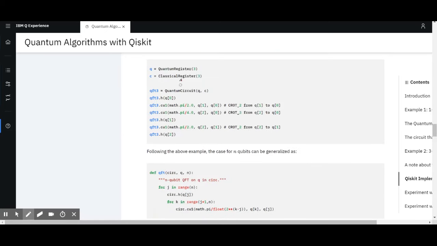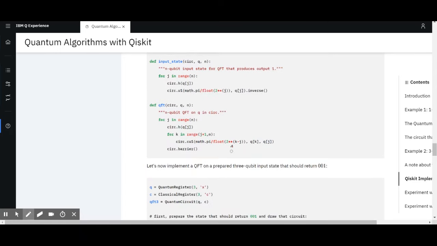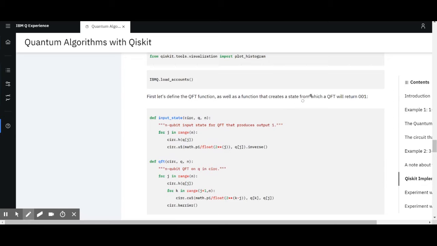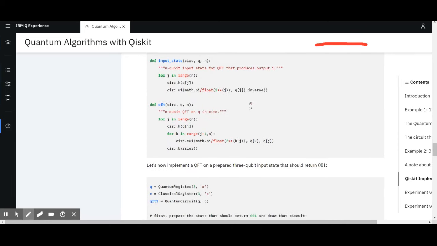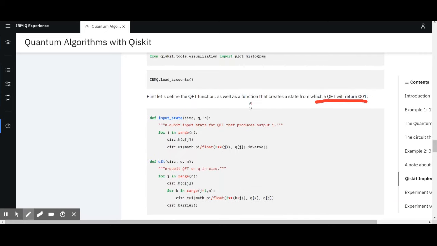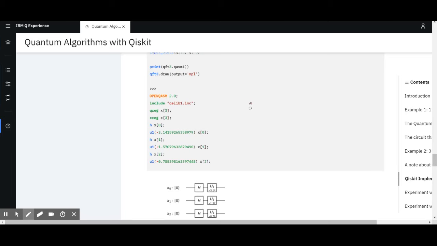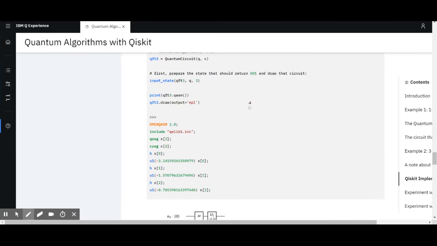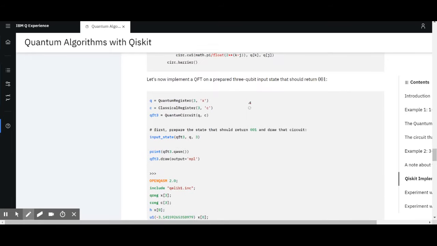The Qiskit implementation. Okay, so the first part is you prepare a state and they want to see a 001. So this is the state preparation for the circuit. Why should this return 1?